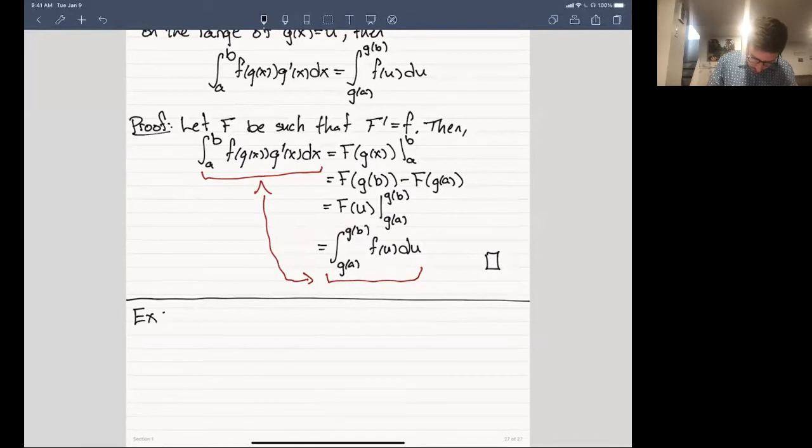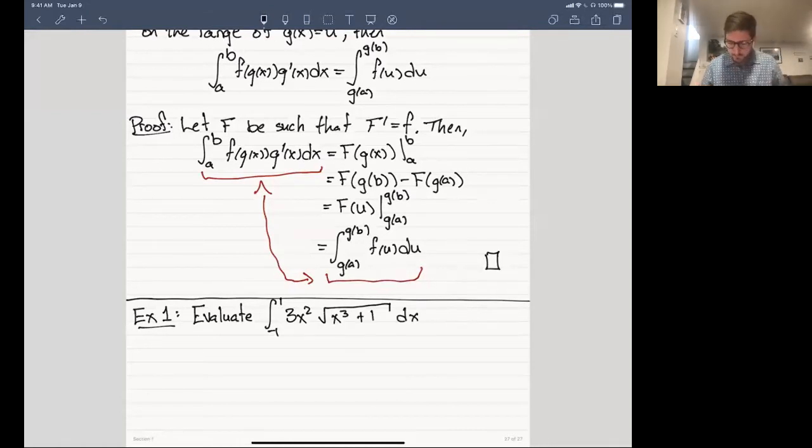So example 1. Now, let's suppose we're asked to evaluate the integral from -1 to 1 of 3x squared times the square root of x cubed plus 1. Okay, so the substitution method can be applied here by substituting u equal to x cubed plus 1.